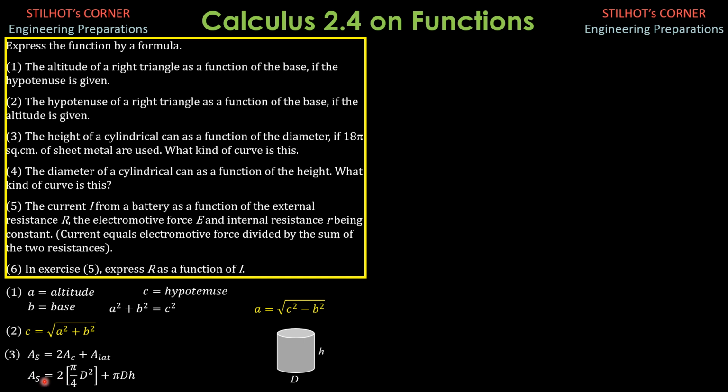So substitute area S is 18 pi square centimeters equals pi over 2 diameter square plus pi dh. So we can cancel pi. 18 is d square over 2 plus dh. Multiply everything by 2. So 36 equals d square plus 2dh. So from here, we can now express the height in terms of the diameter. So height is 36 minus d square all over 2d. So h, altitude, is 36 minus d square all over 2d. So that's the relationship.